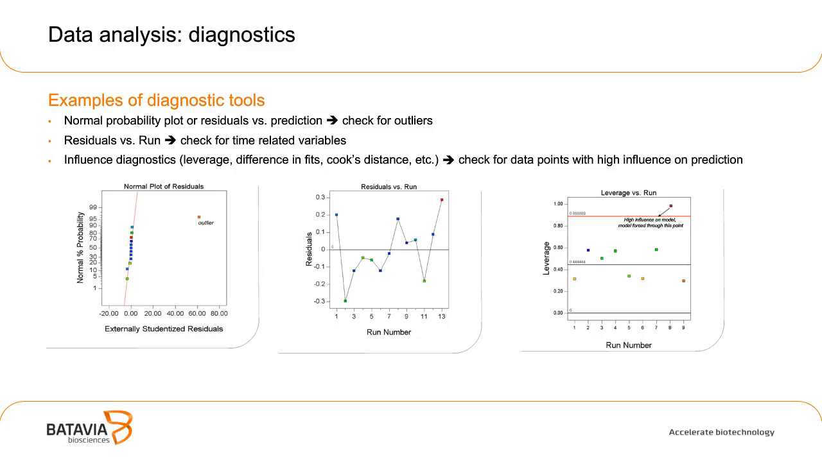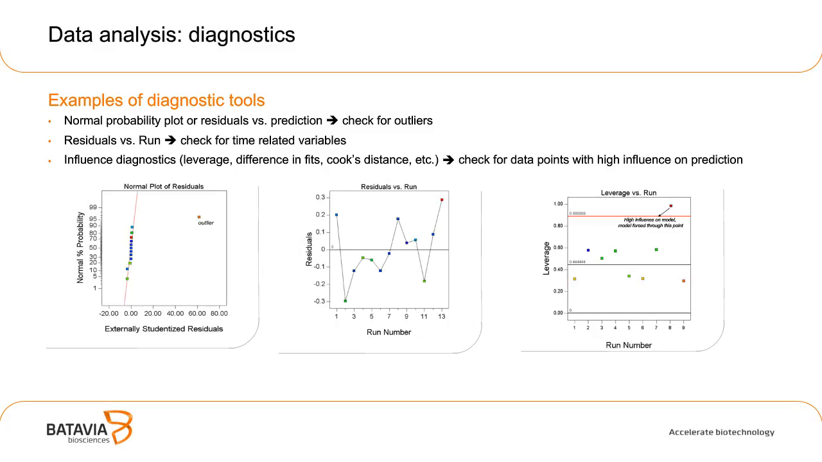And you have a lot of diagnostics that look at the influence of each data point on the model. One example is the leverage versus run, and the leverage looks at what the influence is of that data point on the model. The higher the value is, the more the model is forced to go through the point. So if the value is 1, that actually means that the model was forced through that point. So if you take that point out, your model will change significantly.